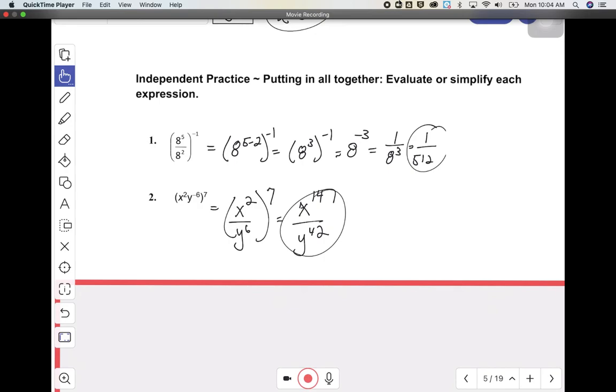For number 2, again, I simplified what was in the parentheses first. I see I have a bad guy hanging out in there. So I moved it to the bottom of the fraction. I have x squared over y to the 6th. Distribute your 7 in. 7 times 2 gives me 14. 7 times 6 gives me 42. So the answer for number 2 there is x to the 14th over y to the 42nd.